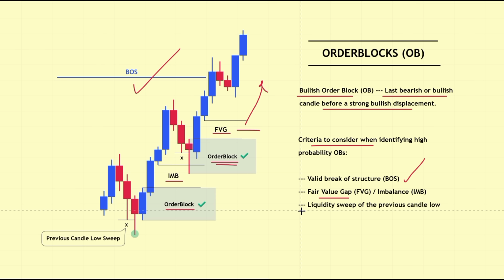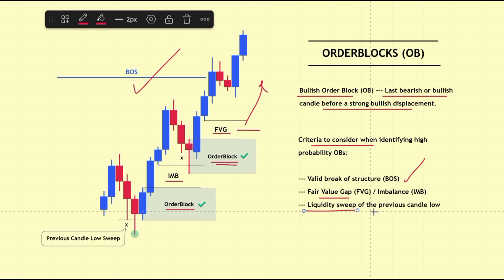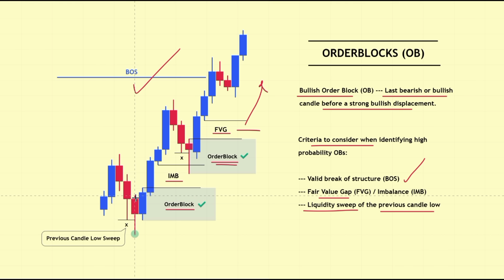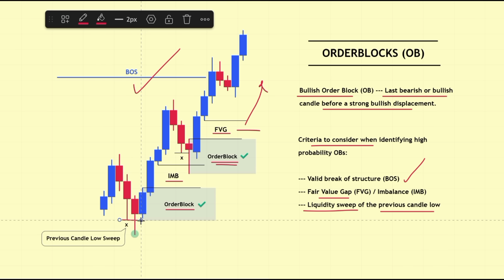And the last but not least criteria is the liquidity sweep of the previous candle low. You can clearly see exactly right here, this bearish candle took the low of the previous bearish candle by a wick, and that would have been our order block. I mean, this candle would have been our order block, but it lacked one criteria, and that was association with a fair value gap. That's the reason why I shifted to this bullish candle.